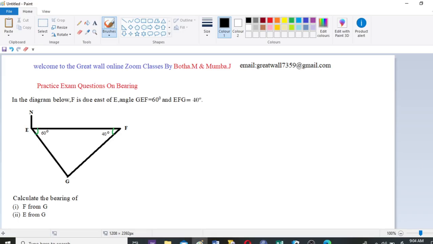I think now we are ready to start. Everyone has joined in. Okay, so we are still on bearings. We are still solving some exam type questions on bearings. Okay, and here we have this one.